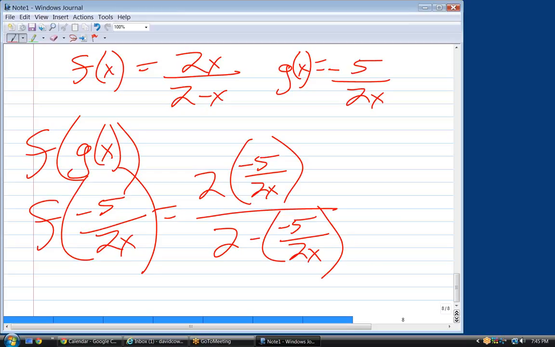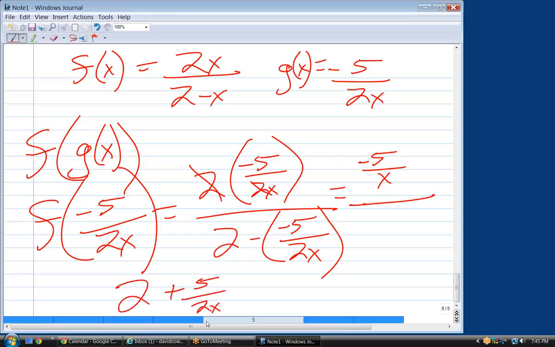Okay, now, how do we simplify that expression? Multiply negative 5 over 2x on the top and bottom. Okay, these 2's cancel. Those 2's cancel. So my new numerator is minus 5 over x. What is my new denominator? 5 over x. What is 2 plus 5 over 2x equal to? Add those two things together. Need a common denominator.